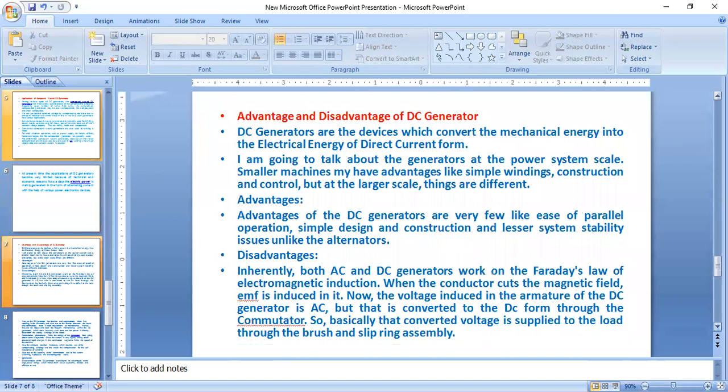Now, advantages and disadvantages of DC generators. Let us continue our discussion of the advantages and disadvantages of DC generators. What are the advantages and disadvantages of DC generators? DC generators are devices which convert mechanical energy into electrical energy of direct current form. In generators at the power system scale, smaller machines may have advantages like simple windings, construction and control, but at the large scale, things are different.